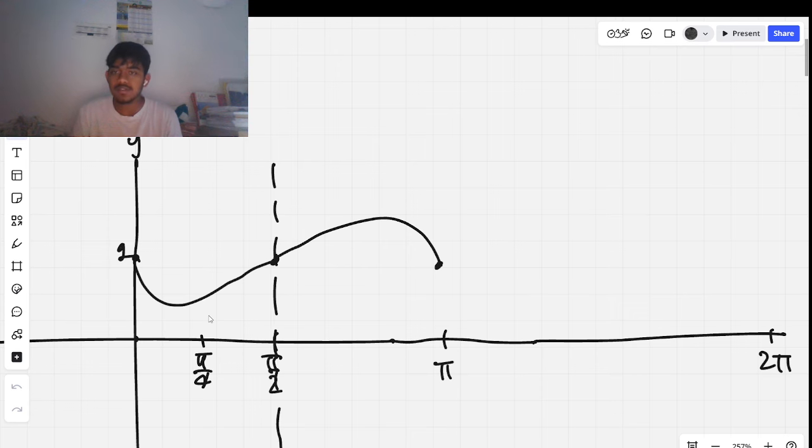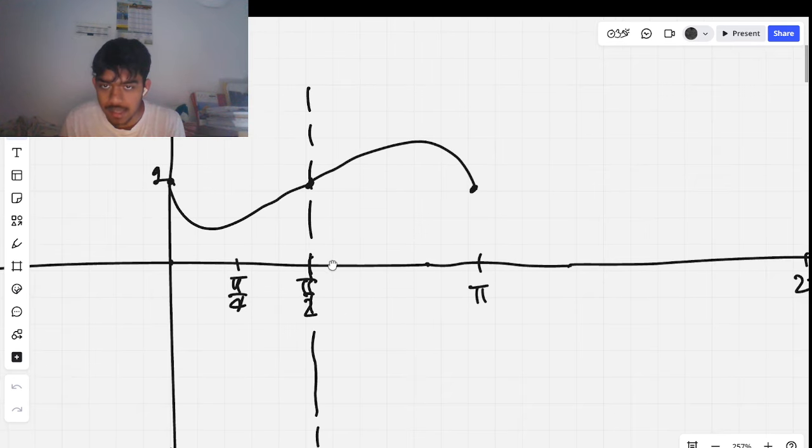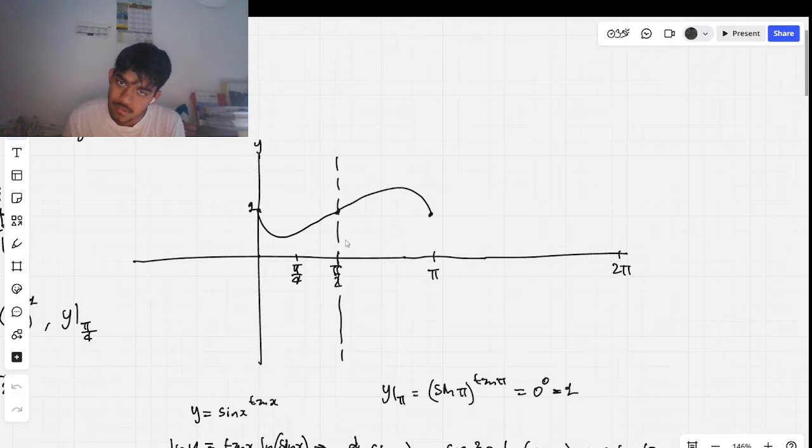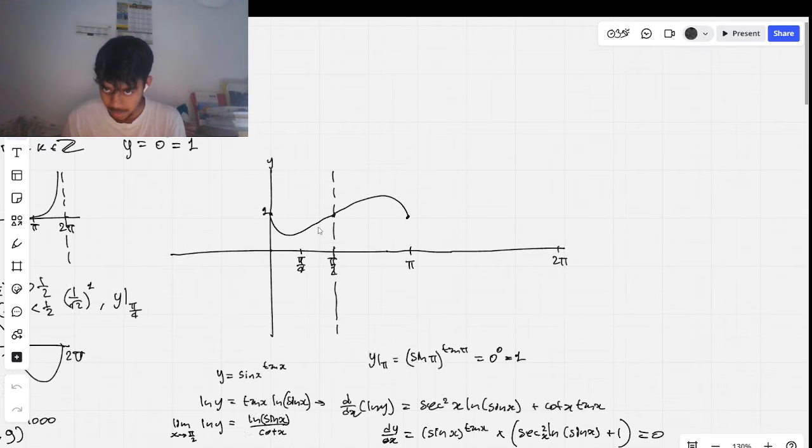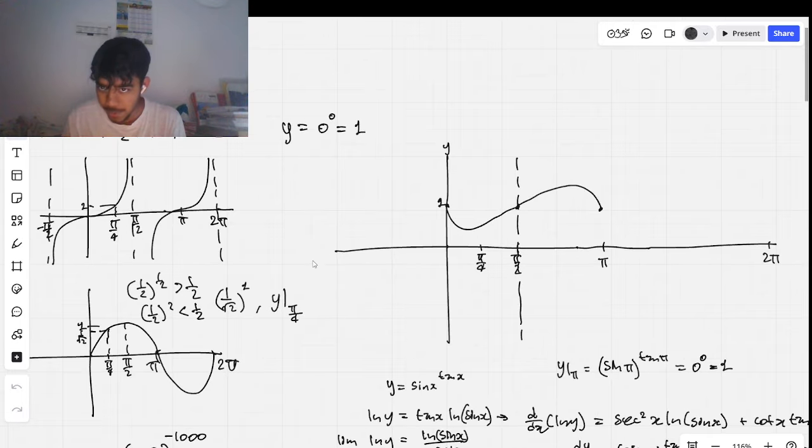And there seems to be some sort of symmetry in the pi by 2 axis. It's odd in the sense that I don't know how to explain it. It seems to be a rotational symmetry of 180 degrees on the line pi by 2, which means it's odd if you consider it around pi by 2. Is there a way to prove this?